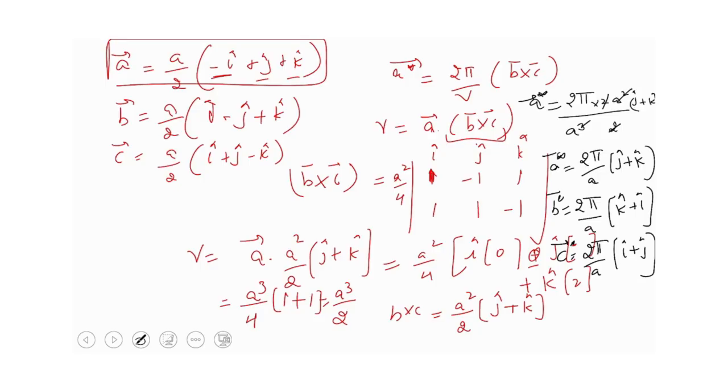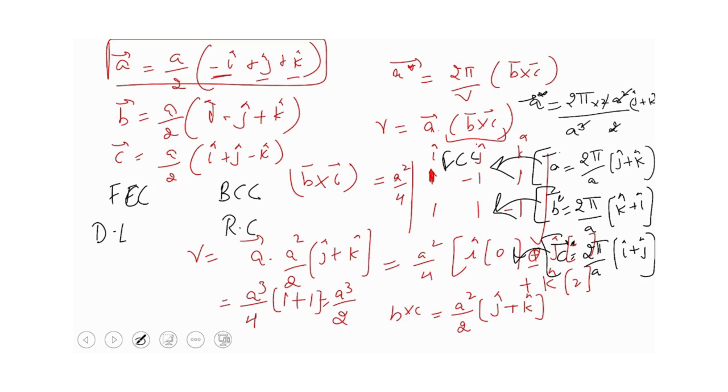As I've already told you, the reciprocal lattice vectors of BCC are the direct lattice vectors of FCC. So this is a very beautiful relationship between the BCC and FCC lattice. The direct lattice vectors of FCC are the reciprocal lattice vectors of the BCC.